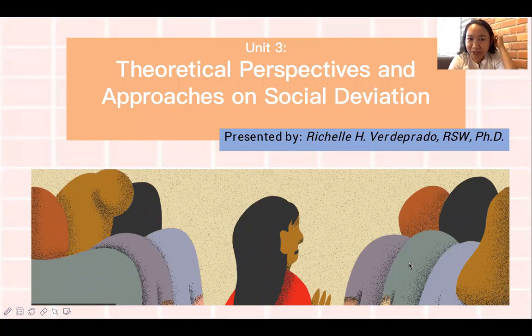We are now in unit 3. So we'll be talking about the theoretical perspectives and approaches on social deviation. Although for this unit we'll be talking mainly about the two major theoretical perspectives, it doesn't mean that they are the only theories that we have. We still have a lot of other theories which you will be learning as we go along in this class. But they are highlighted because they will provide us with a theoretical foundation towards understanding the other perspectives and approaches in social deviation.